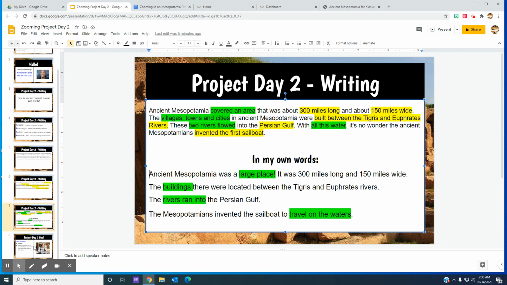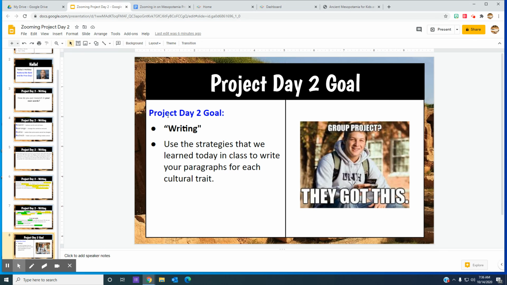Not bad. Today, your only goal is to write your paragraphs. I would suggest writing your paragraphs either on a piece of paper or typing them up. Tomorrow we're going to take our paragraphs and the pictures we found and the resources we found yesterday and put it all onto our project. We're going to create our project tomorrow. So today, write your paragraphs.